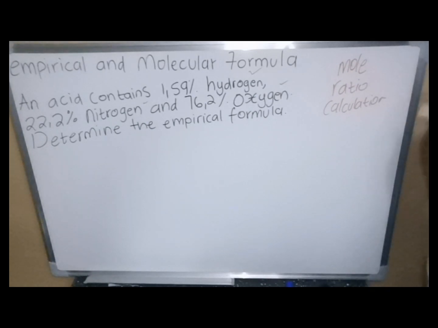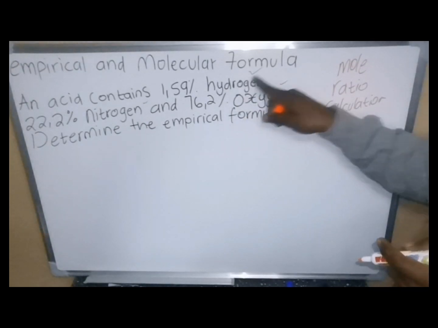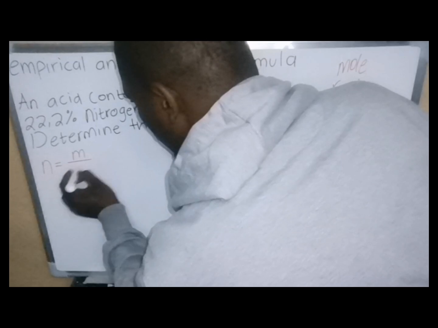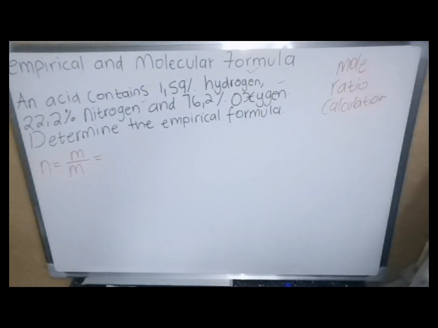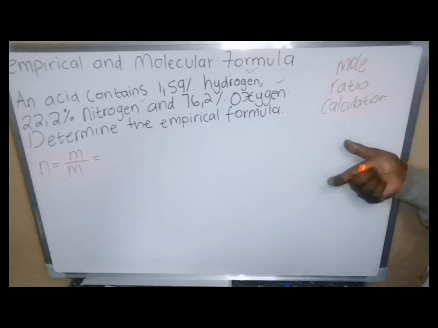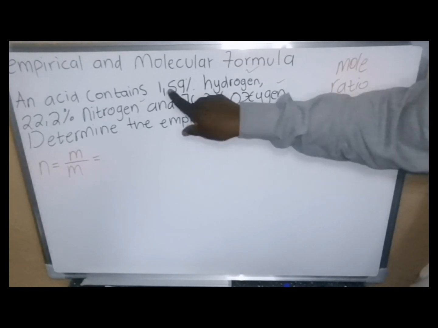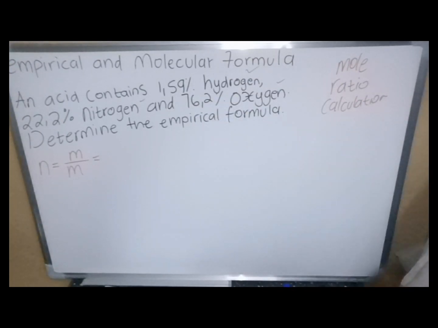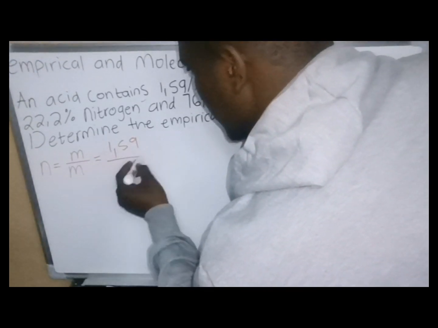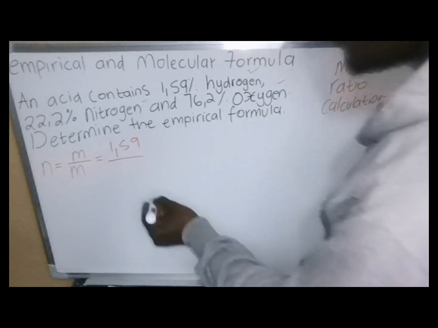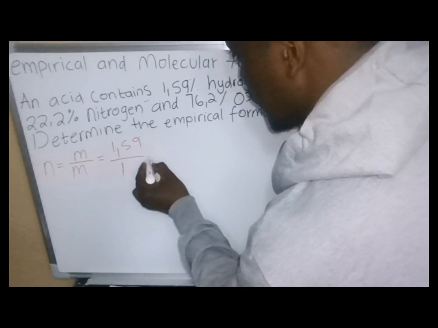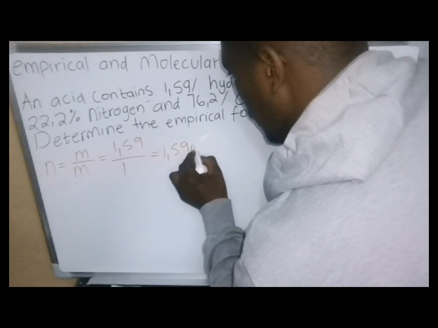Now we need to find the number of moles for each atom, for hydrogen, nitrogen and oxygen. That's our aim here. Now calculate the number of moles for hydrogen. Number of moles is equal to mass over molar mass. What is the mass for hydrogen? By the way, this percentage means the mass that it consists of, which is 1,59. So 1,59 divided by the molar mass for hydrogen. You come back to the periodic table. What is the atomic mass of hydrogen? 1. Then the answer there is 1,59 mole.